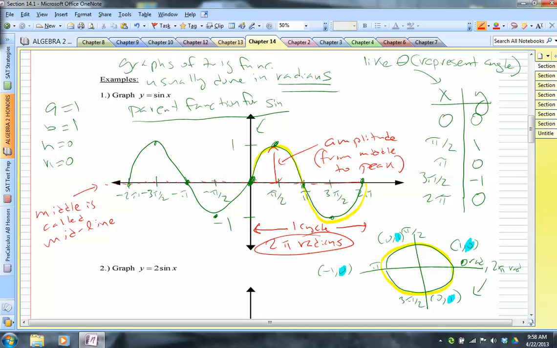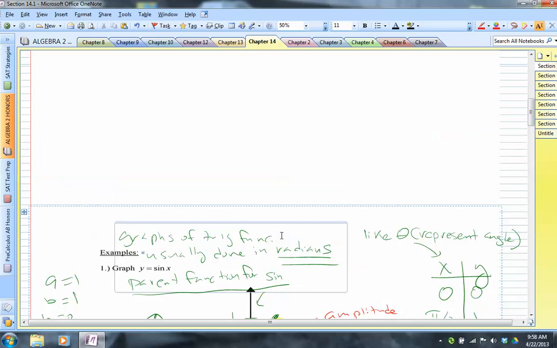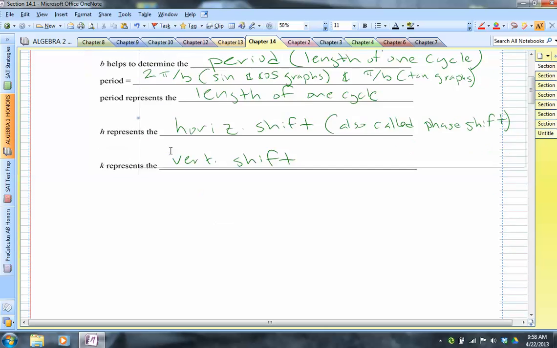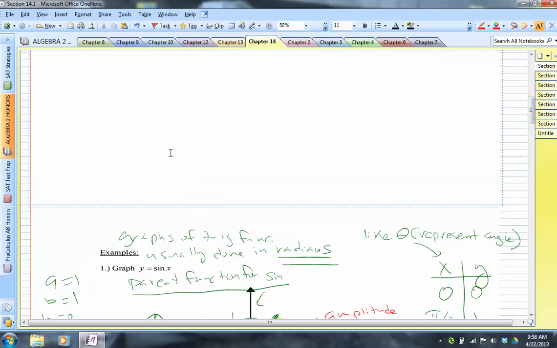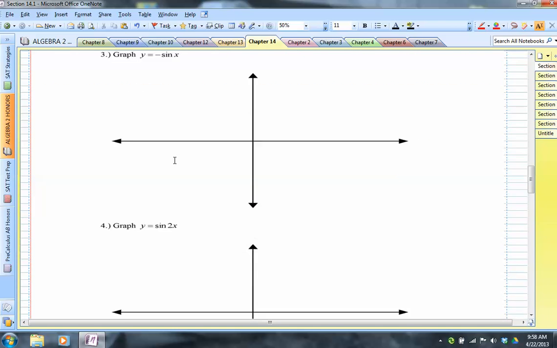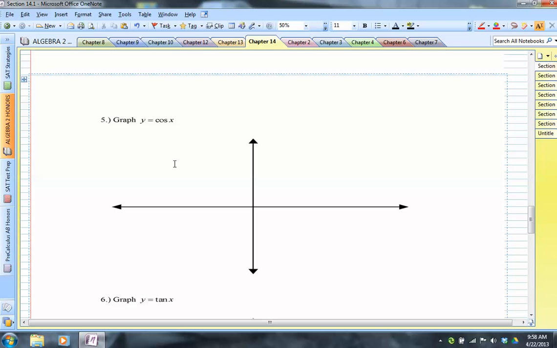The length of one cycle is 2 pi radians, because after one cycle, it starts repeating itself, as we see from the unit circle. And that was the formula we had up here. 2 pi over b helps determine the period. Because our b is 1, we see our period as 2 pi. So that's basically example number 1. That's how we do a sine function. Let's skip down to number 5 for cosine and repeat the same process.